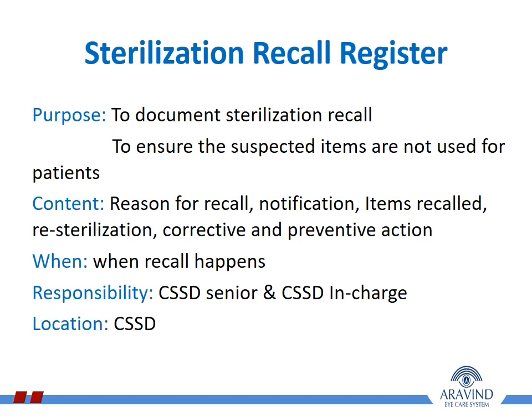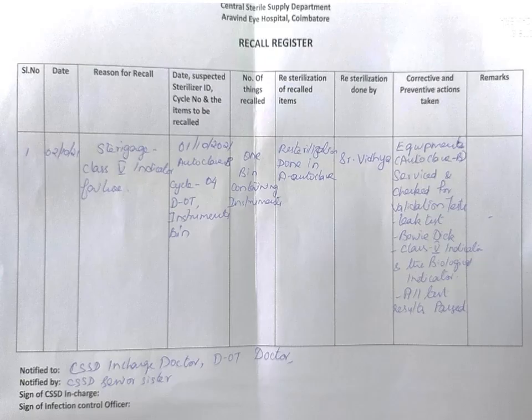It contains reason for recall, notification, items recalled, re-sterilization, corrective and preventive action. The entry takes place whenever recall happens, and the CSSD senior and CSSD in charge person is responsible to maintain the register. An example of such entry is shown here.